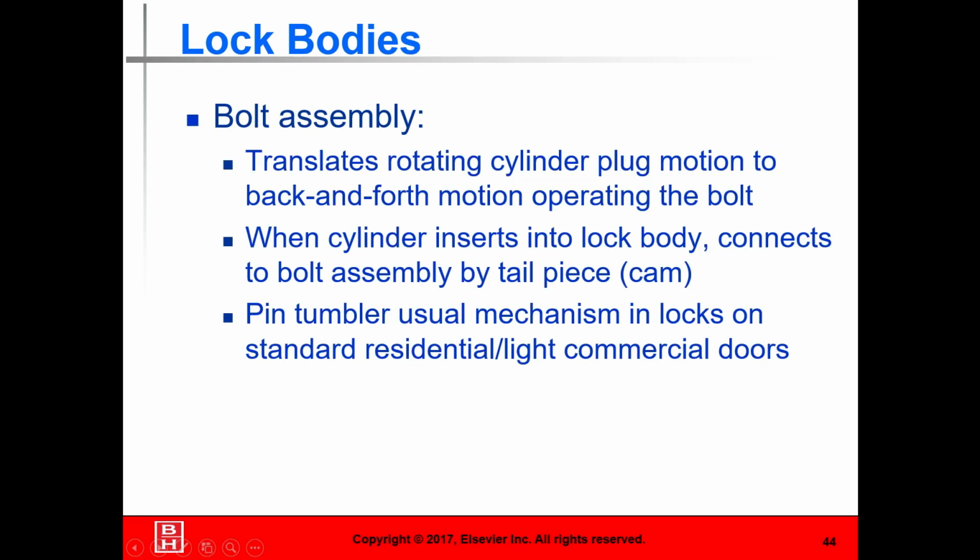The bolt assembly translates the rotating cylinder plug motion to back and forth motion operating the bolt. When the cylinder inserts into the lock body, it connects to the bolt assembly by a tailpiece. Pin tumblers are the usual mechanism in locks in standard residential and commercial doors.